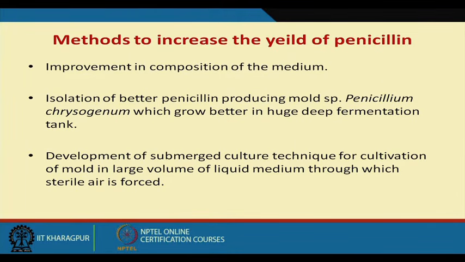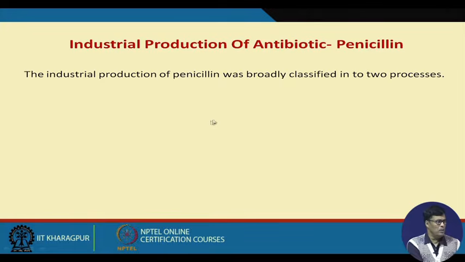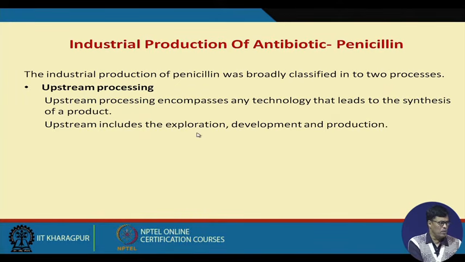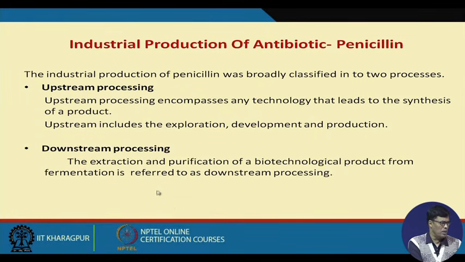This fungus can grow both in surface culture and submerged culture. We find that for the penicillin fermentation process, submerged culture is best for penicillin production. Now, industrial production of penicillin is broadly classified into two processes. One is called upstream processing. Upstream processing encompasses any technology that leads to the synthesis of the product, that is, the exploration, development and production. Downstream processing is basically the extraction and purification of the biotechnological product from the fermentation.